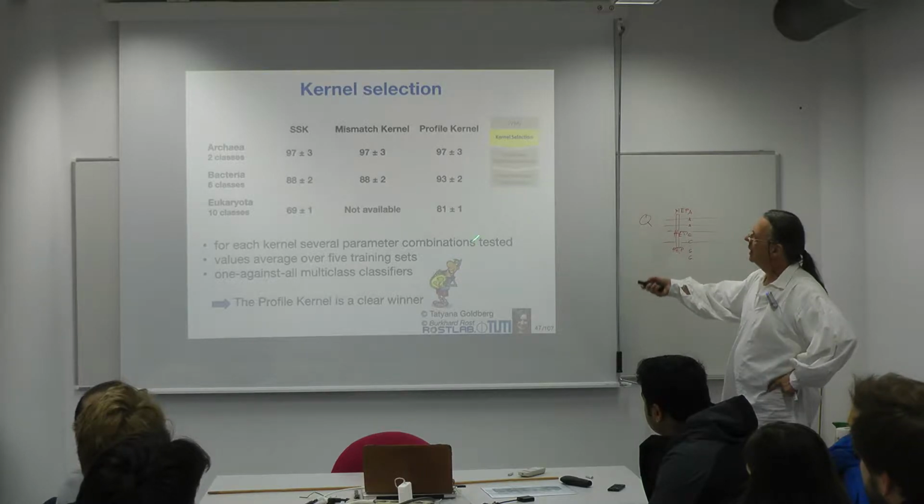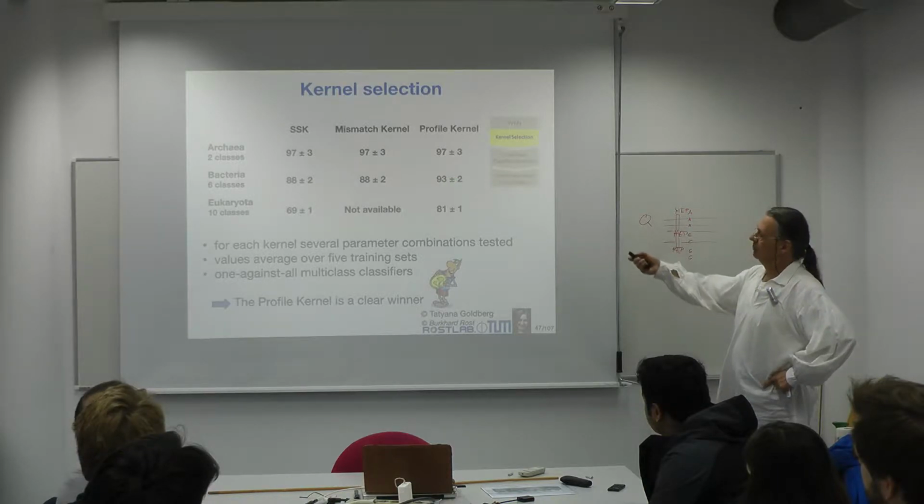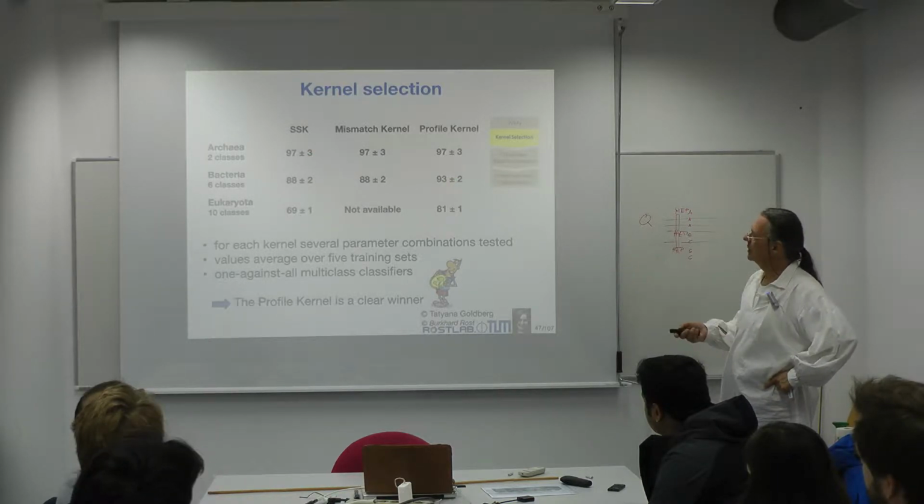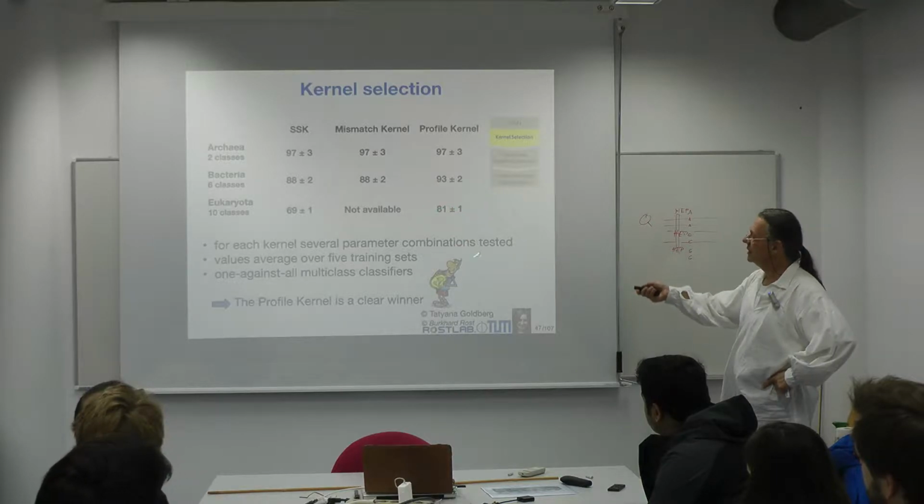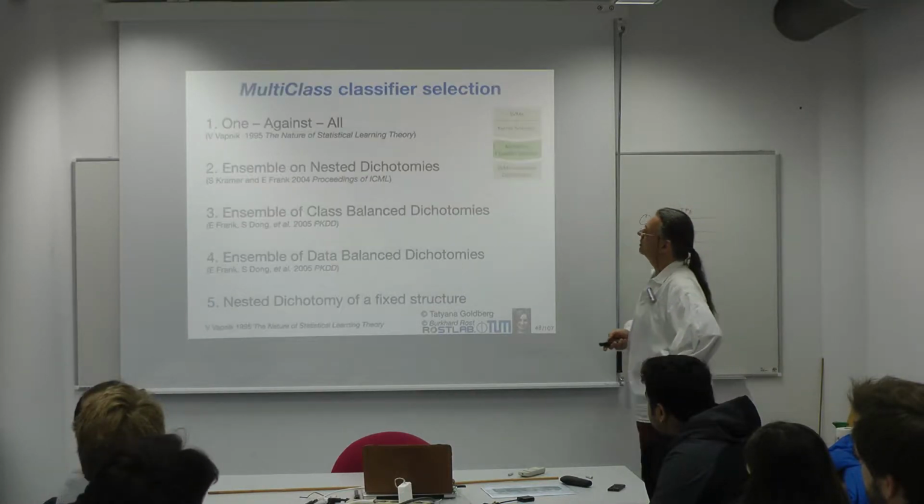So ultimately here we compare different kernels. For Archaea the data set is rather small, the performance is very good, so it's unclear to see a difference between the kernels. But for eukaryotes we clearly see that this profile kernel works very well, so we can choose this profile kernel.